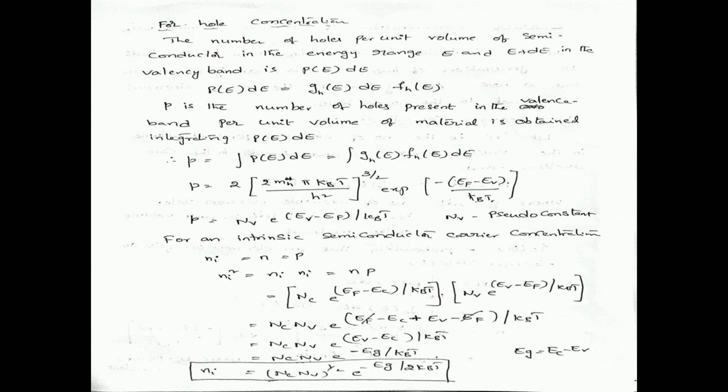Here we have Ni square, but we want Ni only. Ni is the carrier concentration of intrinsic semiconductor. So taking the square root, Ni is equal to (Nc Nv) power half e power minus Eg by 2 kBT.